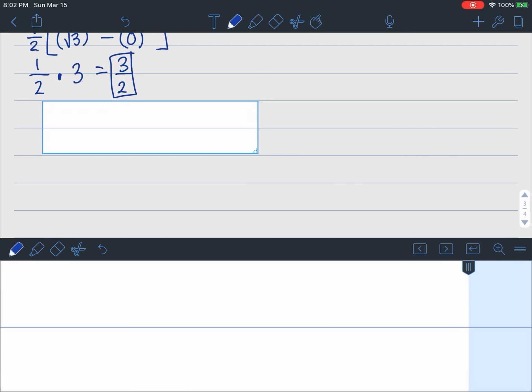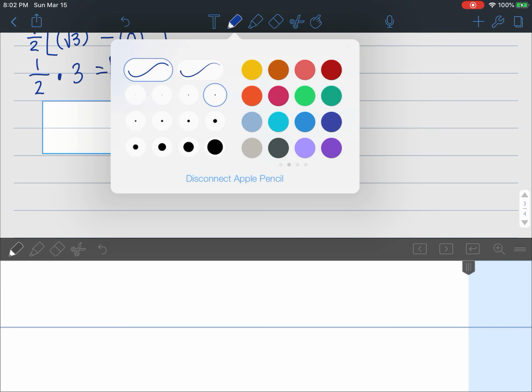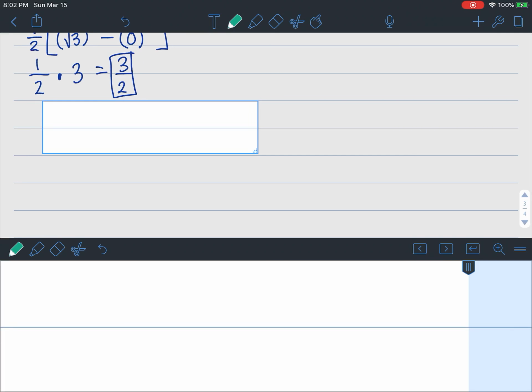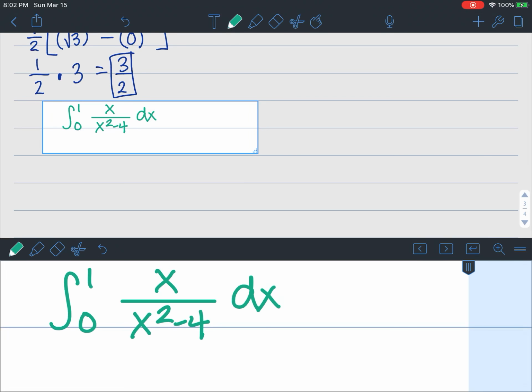Okay. Let's try another one. I need a new color here. There we go. Okay. Integral of 0 to 1 of x over x squared minus 4 dx. Okay, so now here's that big decision. Who do I make u? What do you think? I'm going with the denominator. Let's see. And you know what? If it doesn't work, we can always just try something else.